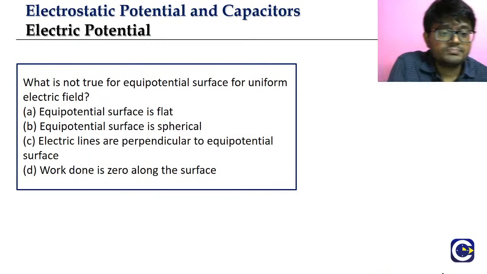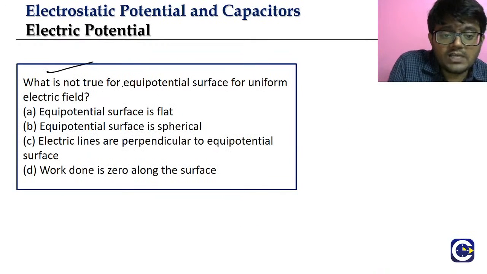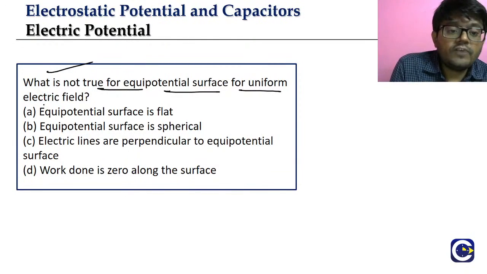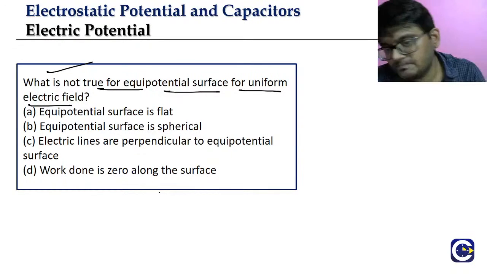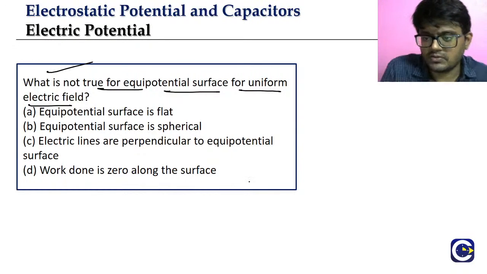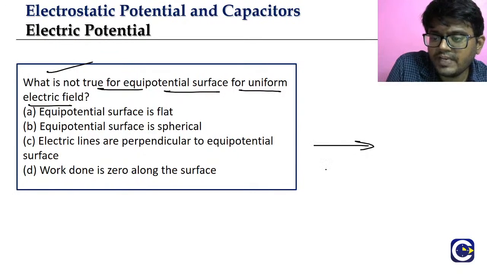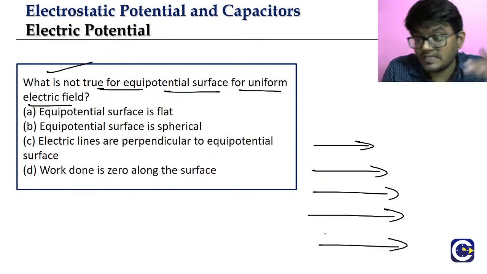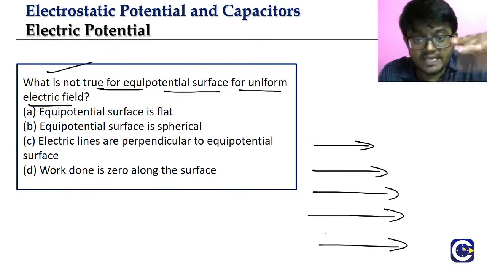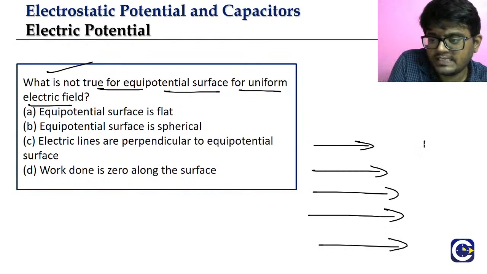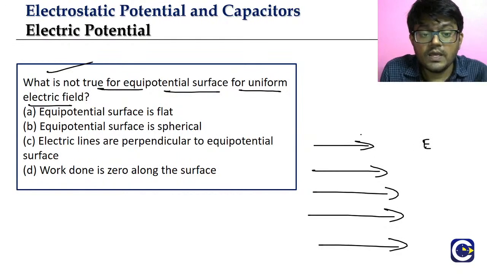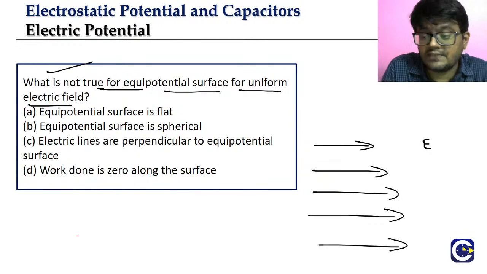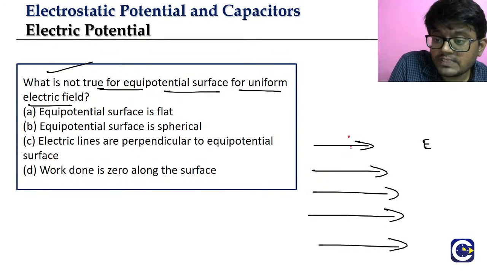Another question. What is not true for equipotential surface for uniform electric field? We have already seen, uniform electric field means what? How do we represent the field lines? Field lines are represented by parallel lines with equal spacing. This is the representation of the field lines. Now here they are not asking about the field lines. They are asking about the equipotential surface.